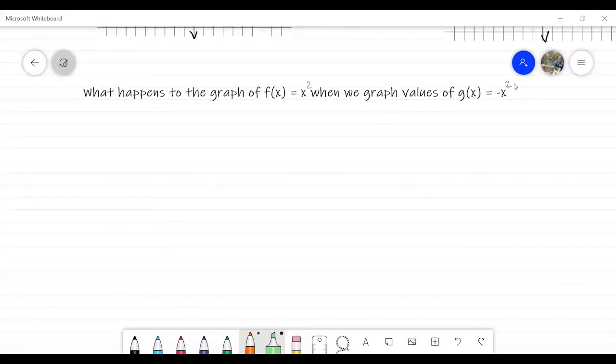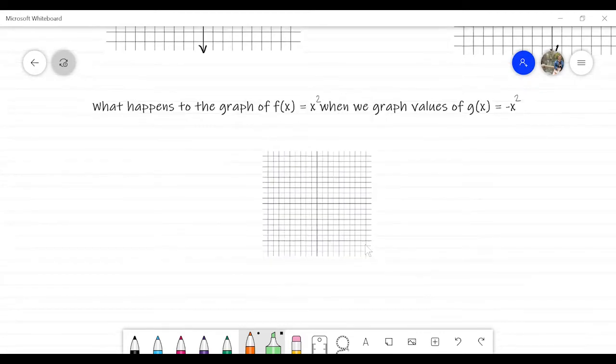Hi there. So again, we just want to explore what happens when we apply these transformations to our graphs. So what happens if we throw a negative out front? Well, again, we're using this parabola. I'm trying to use the same function again and again, so it's something we're familiar with. So if we look at the graph of f of x equals x squared, once again, we have a rough idea of what that looks like.